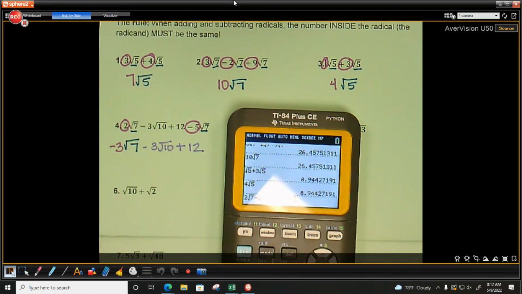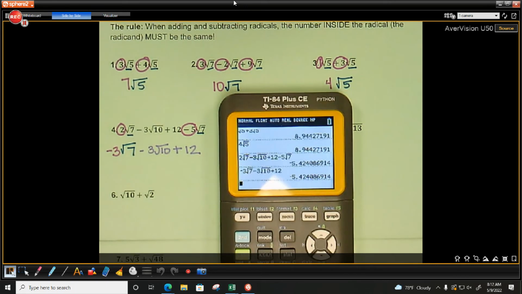And then type in your answer. Biggest mistake when we're typing in our square roots, guys, make sure you arrow over whenever you're done with the square root sign. And we get equivalent decimals. Good?